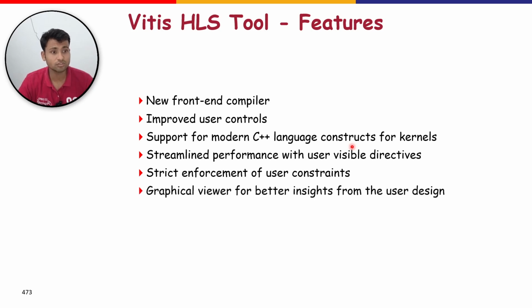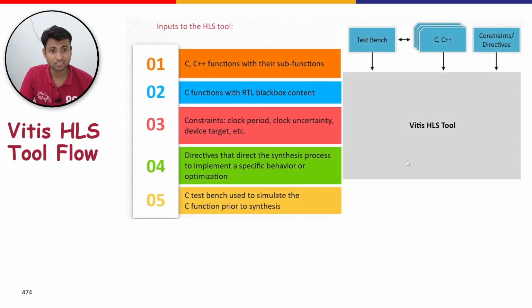The new architecture of the Vitis HLS tool allows extracting better insights from a user design in the form of a graphical viewer to help debug, optimize, and visualize connection bottlenecks and interactively apply constraints. Now let us go deeper and understand the Vitis HLS tool flow used for RTL IP generation. Here is the Vitis HLS tool and these are the possible inputs.